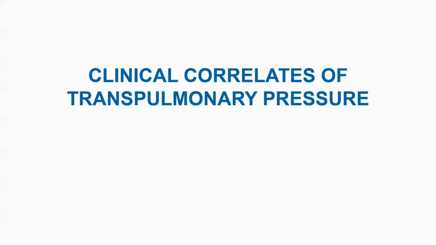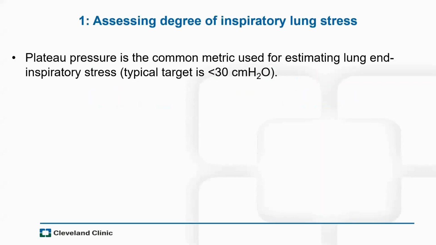All right. So the first clinical application of this is assessing the degree of inspiratory lung stress. So we often use plateau pressures for this, right? So we talk about, hey, we got to keep the plateau less than 30. So in our mind, when we're trying to say that we've got to lower the plateau, we are thinking about lung stress, right? We're thinking about how much stress the alveolar walls are seeing when we are inflating the lung during end inspiration. That's what we are intuitively trying to minimize.